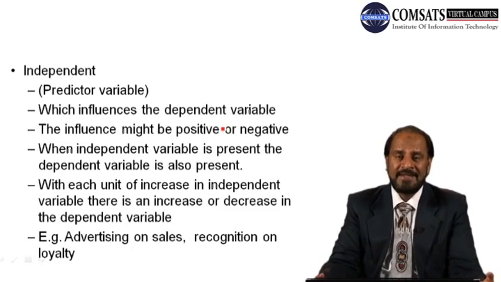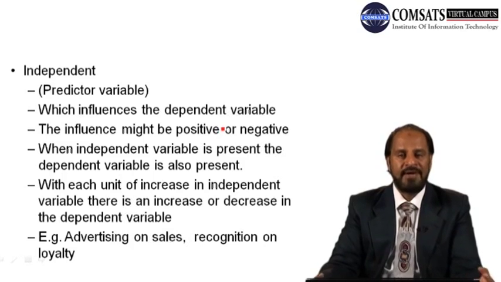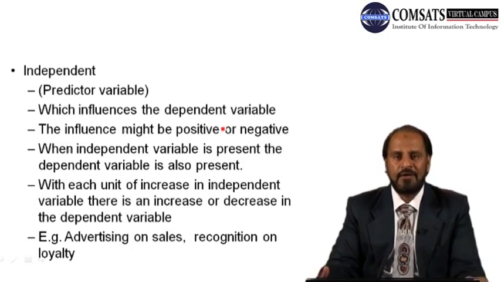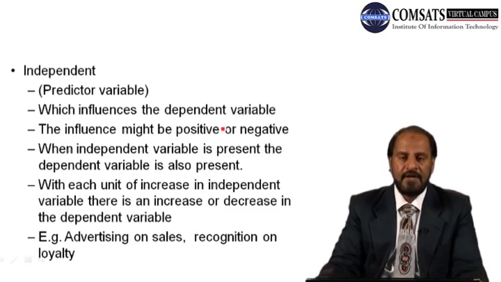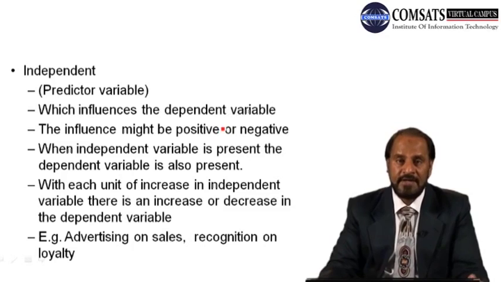So sales is dependent on advertising, sales is dependent on production, sales is dependent on quality. There could be different factors which might influence the dependent variable sales. So when the independent variable exists, you will see the dependent variable also exists. With each unit of increase in the independent variable, there is an increase or decrease in the dependent variable.